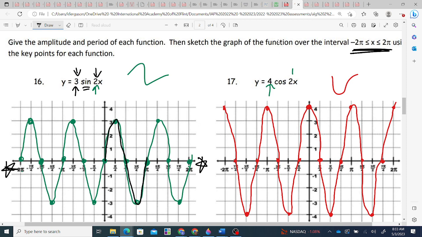And then we did the same thing here with cosine. 4, that's my amplitude. So the highest point is 4 and the lowest point is -4. And then 2 is my frequency. So again, I've got two weird V's between 0 and 2 pi. So anybody got any questions on that?